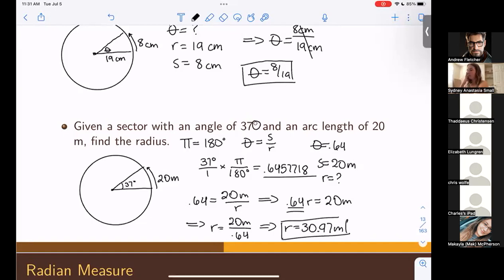So essentially all I did was I took the angle, I converted it into radians because we need that for this problem, and then just took that radian measure, plugged it into our formula with the arc length, and solved for the radius. Are there any questions on this one?